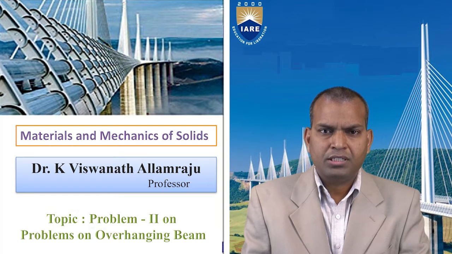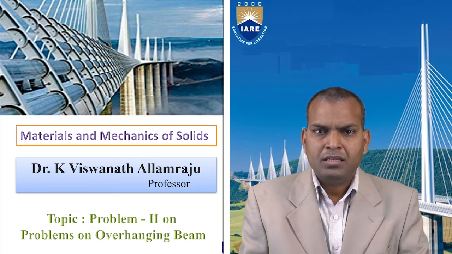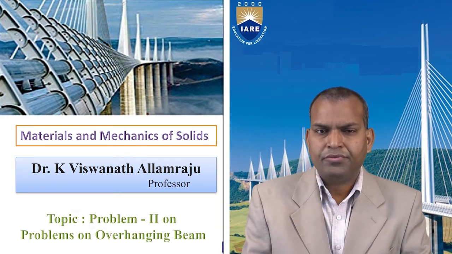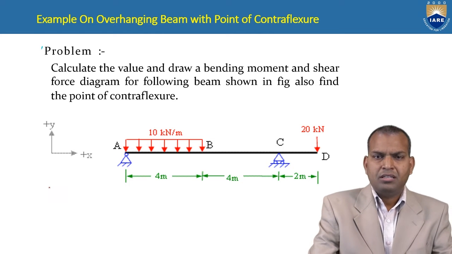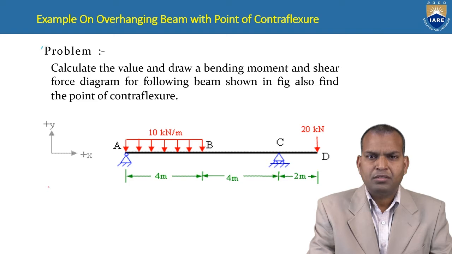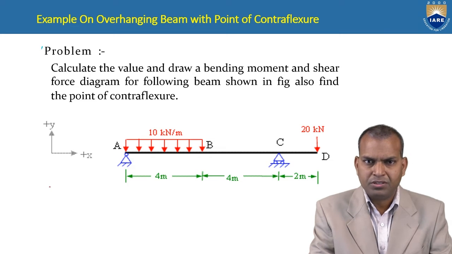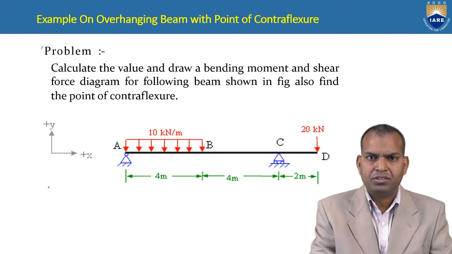Today we are going to study how to solve the problem for an overhanging beam in relation to the concept of point of contraflexure. What is point of contraflexure? The point of contraflexure means the point where the bending moment changes sign from positive to negative. That point is known as the point of contraflexure. So what will happen at that point of contraflexure?